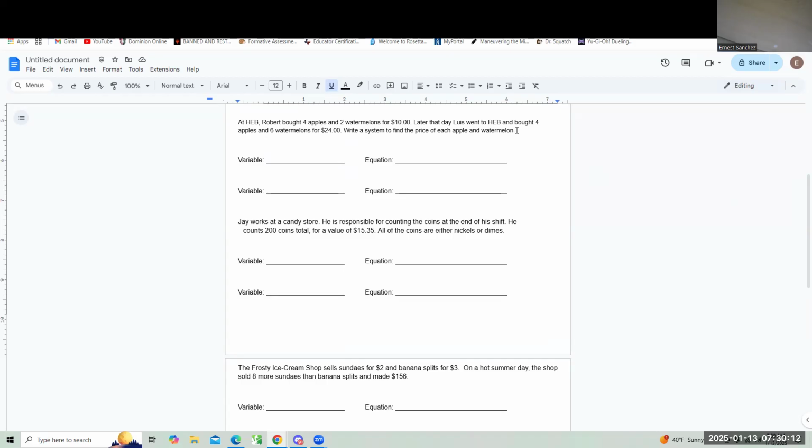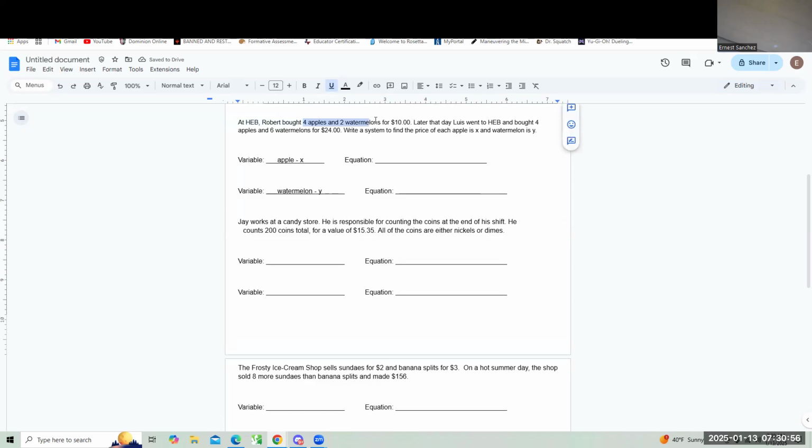And let's actually say that each apple is X and watermelon is going to be used as Y, okay? All right, so at HEB, Robert bought 4 apples and 2 watermelons for $10. Later, Lewis went to HEB and bought 4 apples and 6 watermelons for $24. So this is type 1, since there are 6 numbers and 3 in each sentence. So for my variables, they want apple to be X, so apple will be X, and they want watermelon to be Y. So watermelon will be Y.